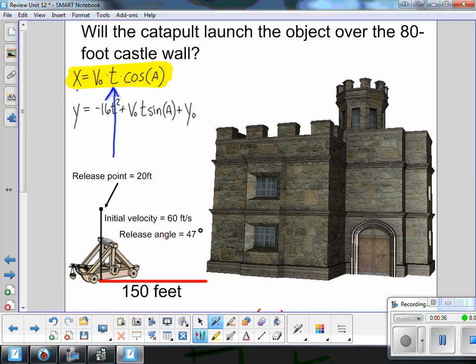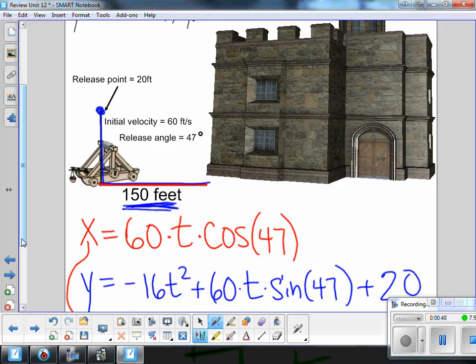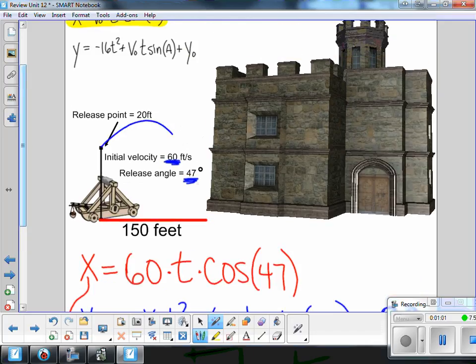All right? What we're going to do in this problem, we know that the object was launched from a height of 20 feet. It's trying to go 150 feet. If you didn't see that in your packet, please add that in. It needs to go a distance of 150 feet. The angle is 47 degrees. The speed is 60 feet per second. Is it going to make it over this wall?